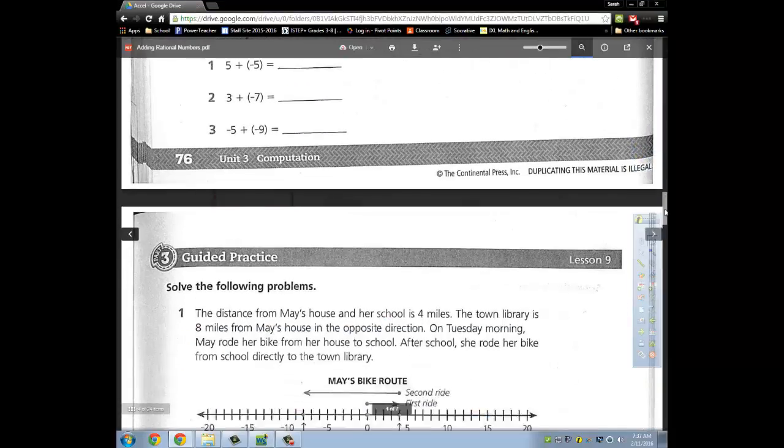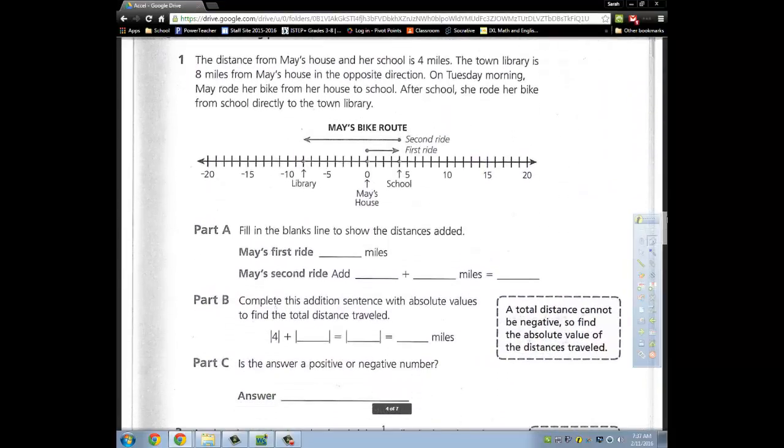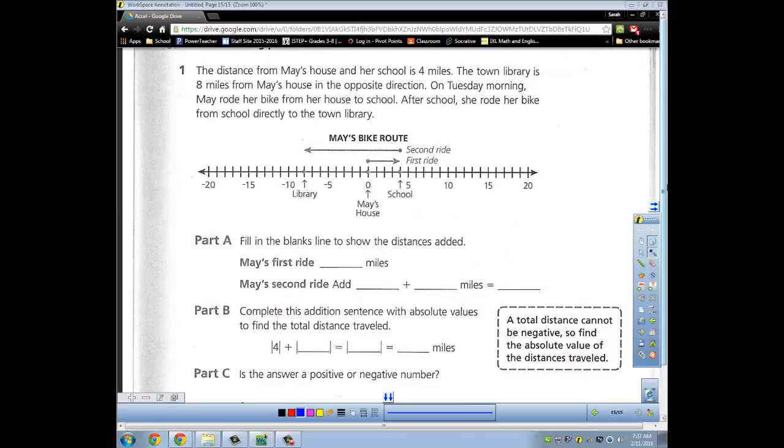Okay, the last page that we are doing together says the distance from May's house and her school is 4 miles. The town library is 8 miles from May's house in the opposite direction. On Tuesday morning, May rode her bike from her house to school. After school, she rode her bike from school directly to the town library. So a lot of stuff happening. May is traveling a lot. So first she starts at her house. It says fill in the blanks to show the distance added.